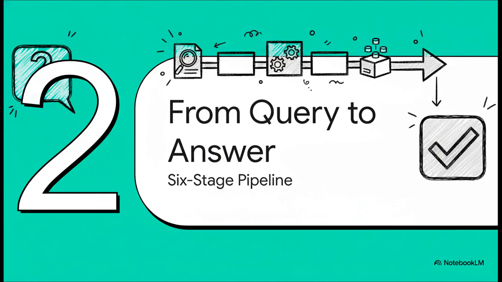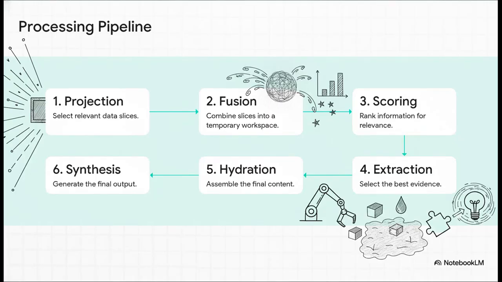Okay, so we've got the static structure, the 3 workbenches, but how does the assembly line actually run? Let's follow the data and look at the system's processing pipeline. This is how a simple question gets turned into a fully formed answer. It's a beautifully clear 6-stage assembly line. First, it projects. It grabs slices of data from the permanent manifolds. Then, it fuses them together into that temporary virtual space. From there, it scores everything for relevance, extracts the absolute best pieces, hydrates them with all the details, and finally, synthesizes the answer. It's just this methodical, logical flow from raw data to refined knowledge.